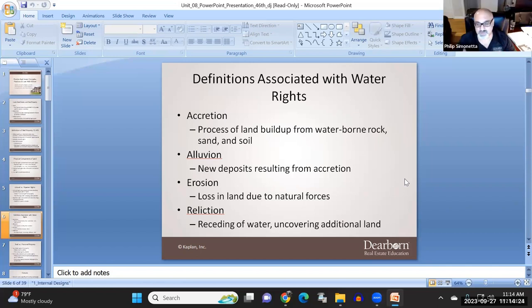You need to know the difference of those. Just remember, accretion and alluvion work together. Erosion is when it goes away. Reliction is when it recedes and it brings uncovering additional land. Okay. We'll go over that a little more in the review.